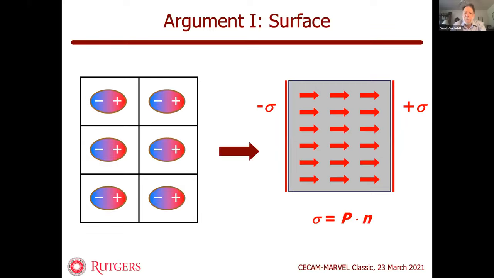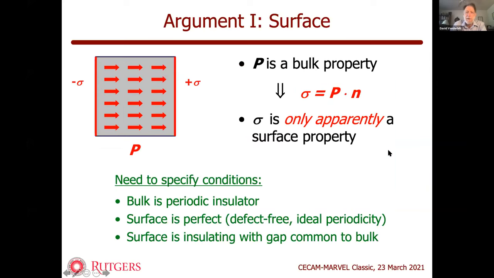So the first of them has to do with this equation I wrote down on one previous slide, which is that the surface charge density is equal to the polarization times the surface normal. So in the ordinary Clausius-Mossotti picture, that basically says that there's an electric polarization and then I have some positive bound charge on one surface and a negative bound charge on the other surface. And so if we have a proper theory of polarization, we expect the same thing to be true, at least under some conditions. And the proper conditions to consider in this case are, first of all, the bulk has to be a periodic insulator with a gap.